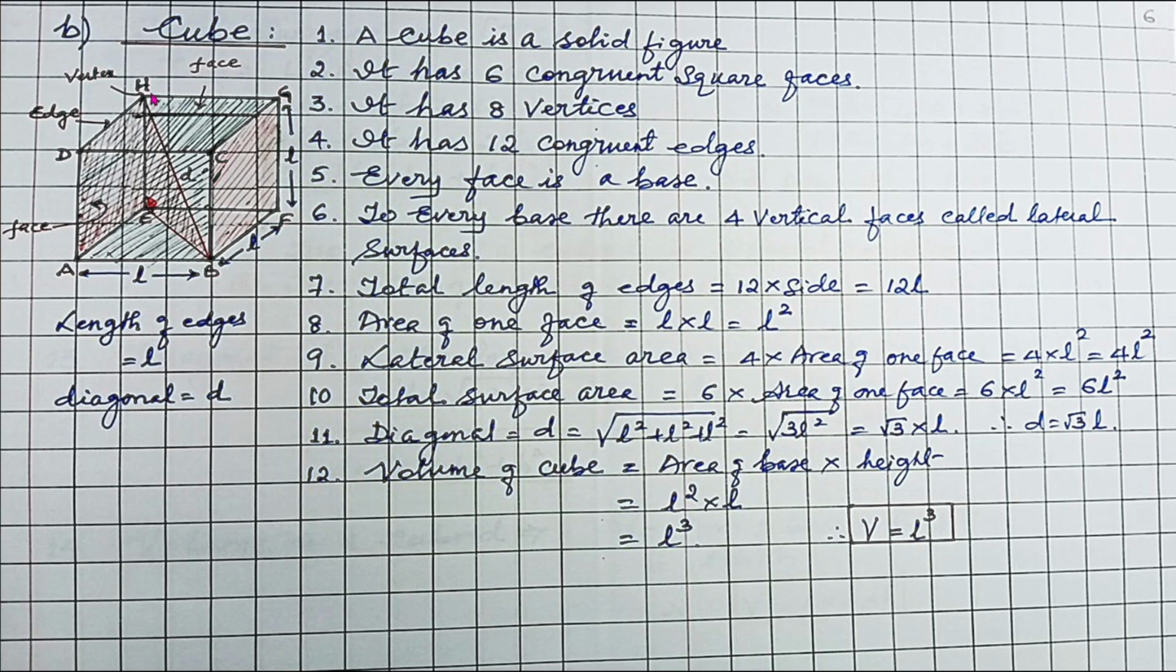Please remember the longest diagonal is root 3 times the dimension of the cube, that is the length of the cube. Now the volume of a cube is area of the base into height, and that is equal to L cube. Now please understand this, that a cube is a special cuboid. If the edges of the cuboid are congruent, then that becomes a cube. So all the properties of cuboid and the cube are the same, except that the edges of a cube are all congruent. So please remember this.